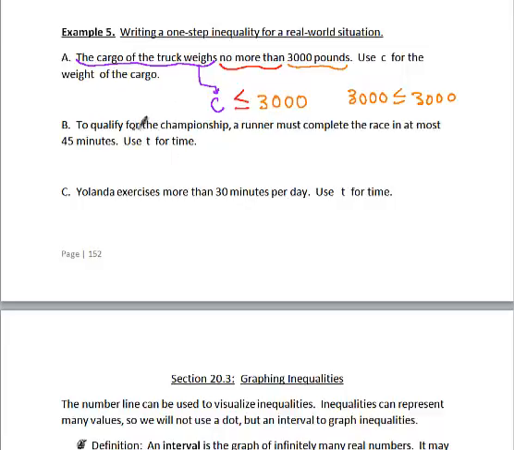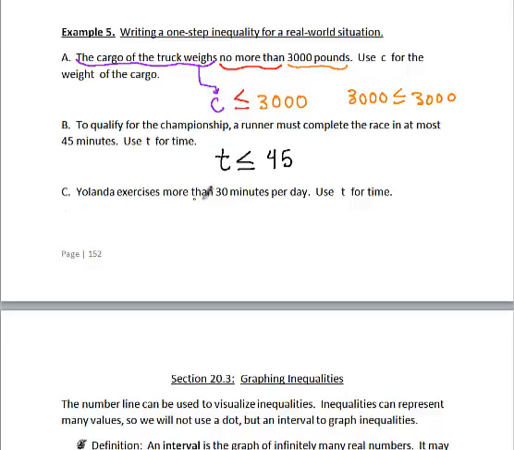B, to qualify for the state championship, a runner must complete the race in at most 45 minutes. Use T for the time. Okay, so in other words, T is at most. It has to be less than or equal to 45 minutes.